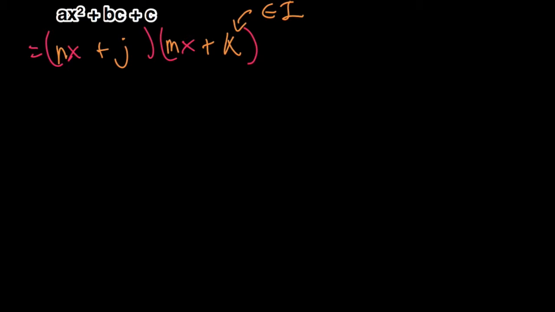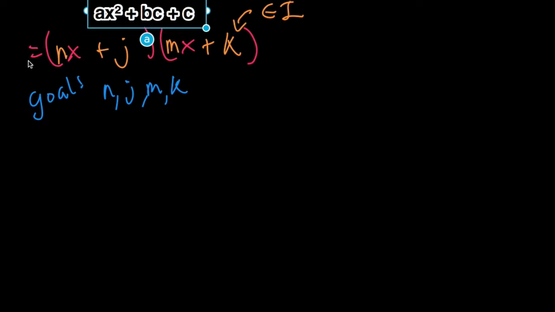Now our goal here is to eventually find the values of n, j, m, and k. If we can do that, then we're able to say we have factored this trinomial up here.